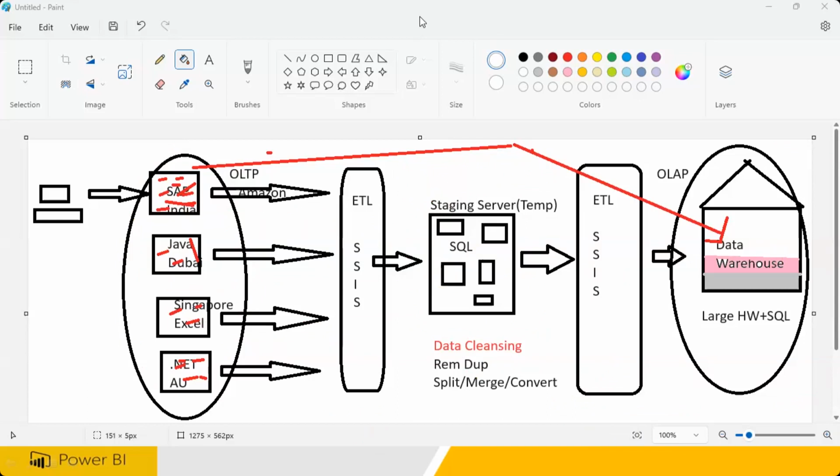What is OLTP? What is OLAP? Did you understand? OLTP means small buckets, small servers where fresh data is going to be there. Once the servers are full, the data is going to be loaded into the data warehouse. A data warehouse will be a large computer where all the data from the OLTP will be loaded once in a week, once in a month, once in a year, things like that. Clear?